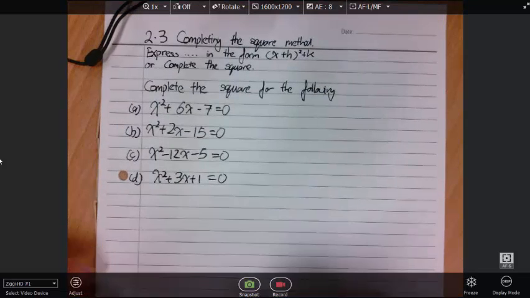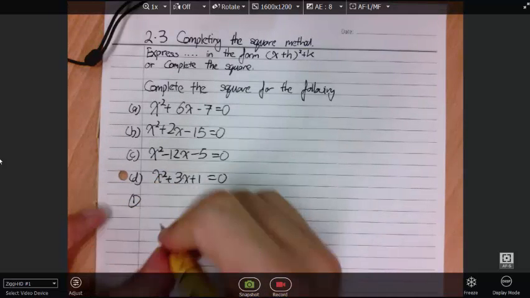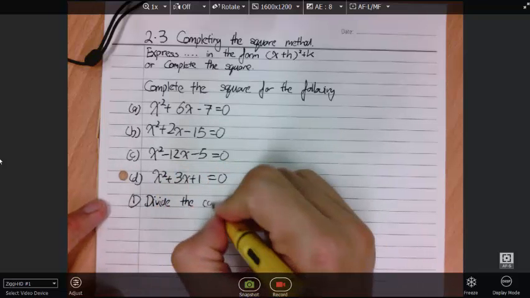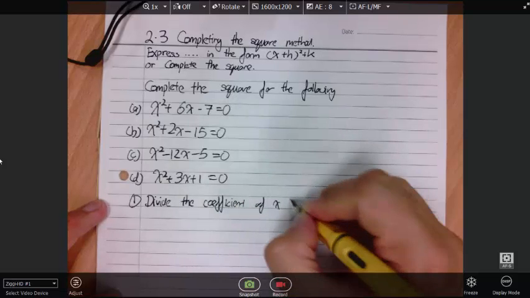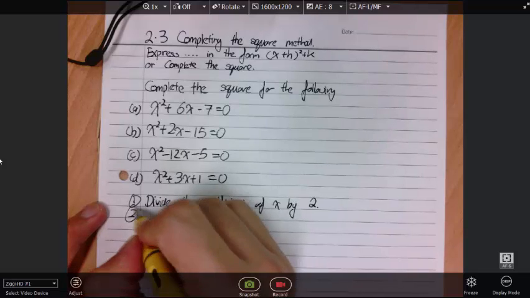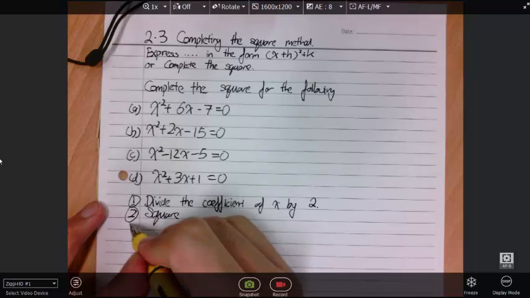Alright, now let's start with A. My method consists of 3 different steps. Step 1 is divide the coefficient of x by 2. Then the next one is called square, and the last part is copy.